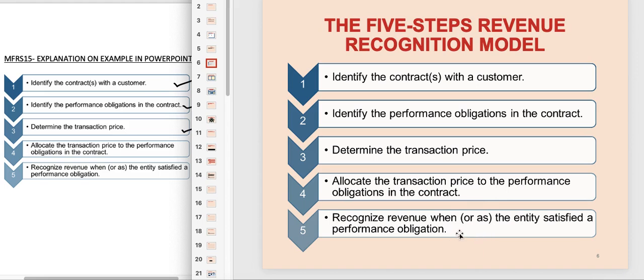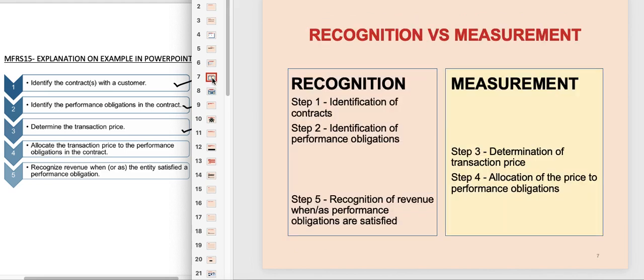And the last step is to recognize revenue when or as the entity satisfies a performance obligation, which simply says if you sell goods, when you deliver goods, that means you have fulfilled your obligation to your customer, then only you can recognize it as revenue. If you are providing services, when you have started providing the services, that will be considered as satisfying the obligation, then you can start to recognize the revenue. So under the contract revenue, the business needs to fulfill all these 5 steps before it can recognize the revenue.